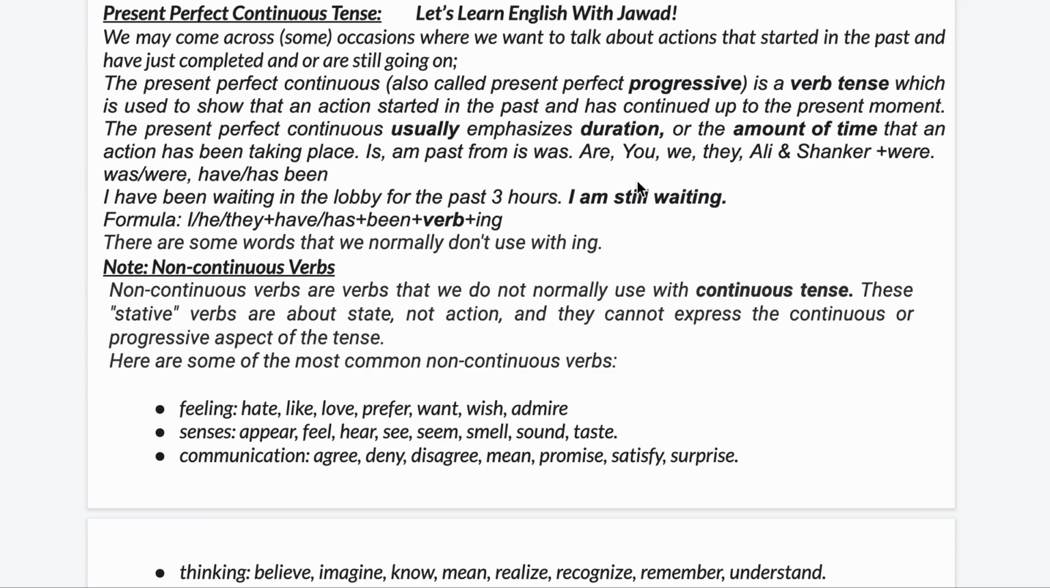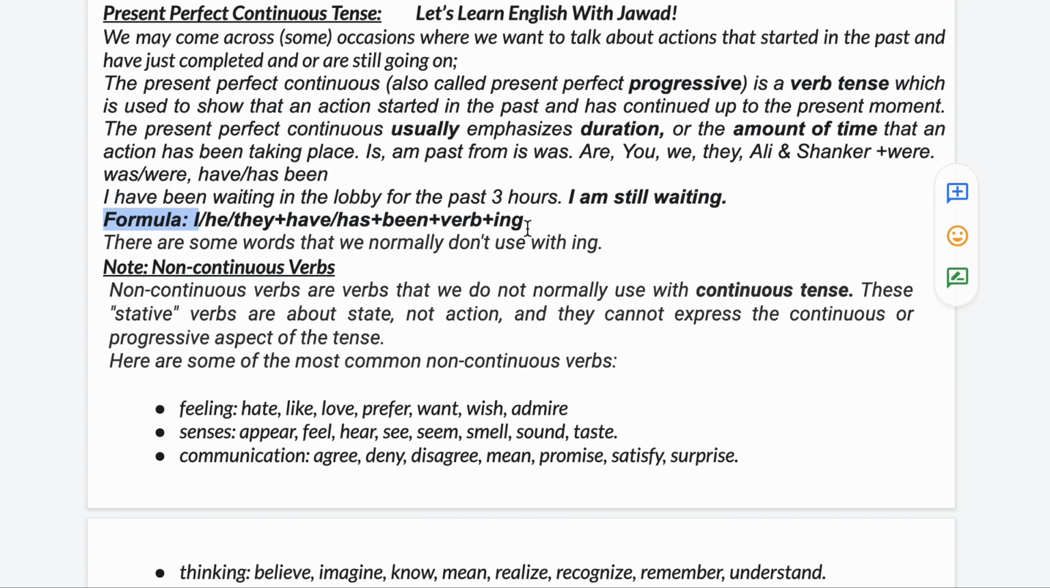We use subject plus have or has, depending on the subject. If it's a singular subject, we use has. If it's a plural subject or first person, we use have, and then we use been, and then the ing form of our verb. Okay, so this is the formula I've given here. Let me put it in bold for you guys so you know it. Okay, so this is the structure.